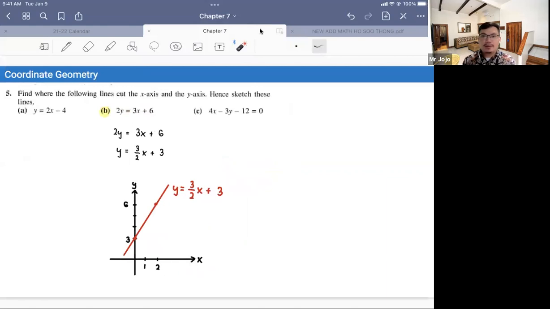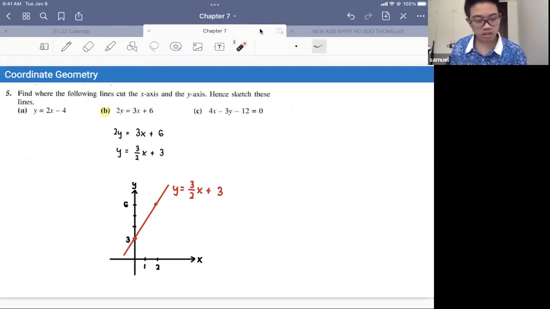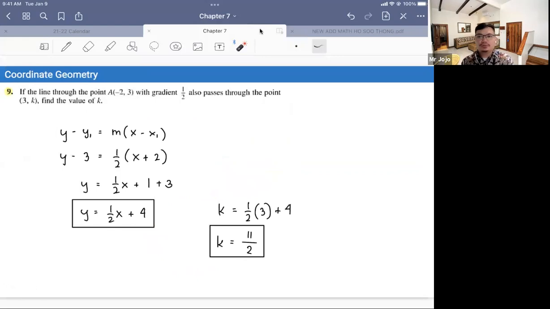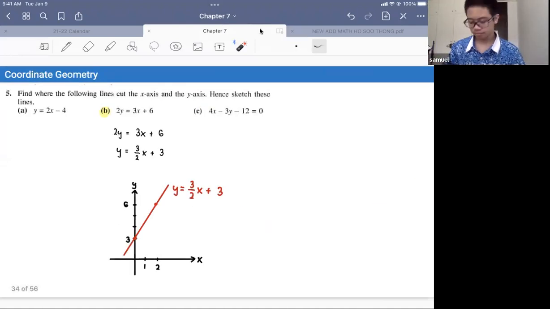Yes, Sam. What's the answer for number 9? My answer is 11 over 2. Okay. I suggest that you just write your answer as a fraction. Yes. So, okay, thank you. All right.